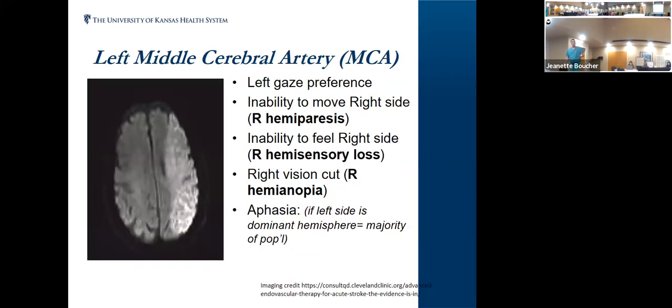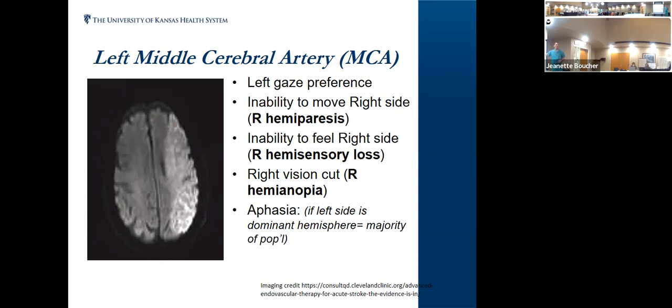The left middle cerebral artery territory, this is where things get much more difficult for the patient if you have left middle cerebral artery strokes. Okay, so just like the right MCA, your gaze preference is going to go to the opposite side, the left side. You'll have right side weakness, right side numbness. You may have a right visual field cut.